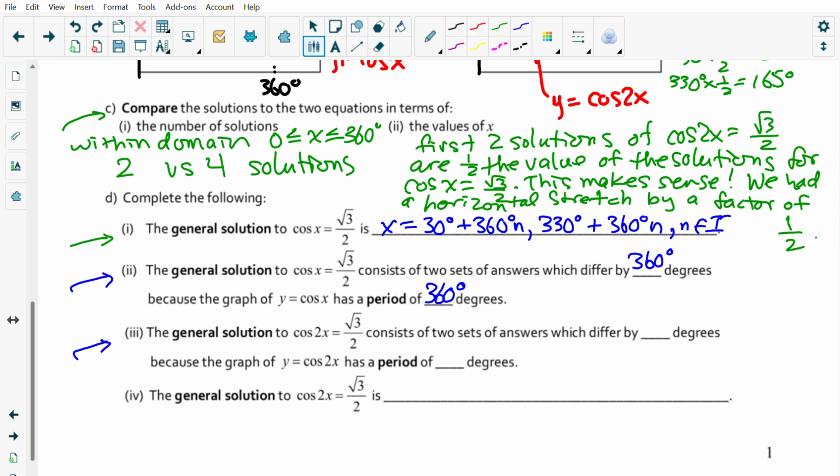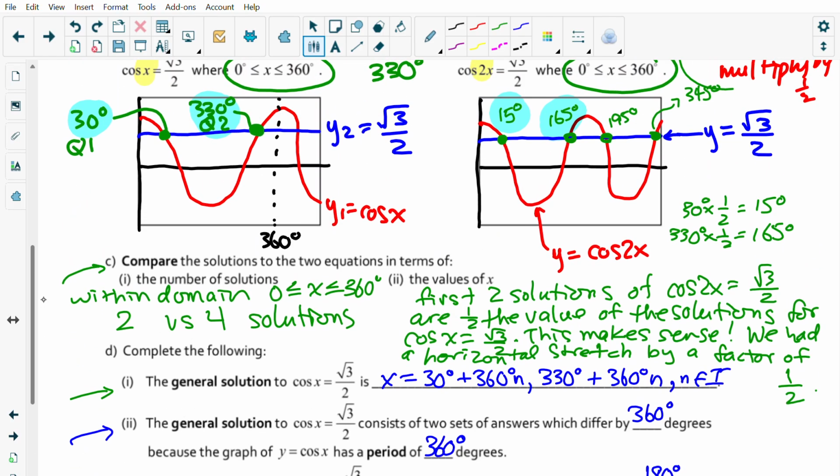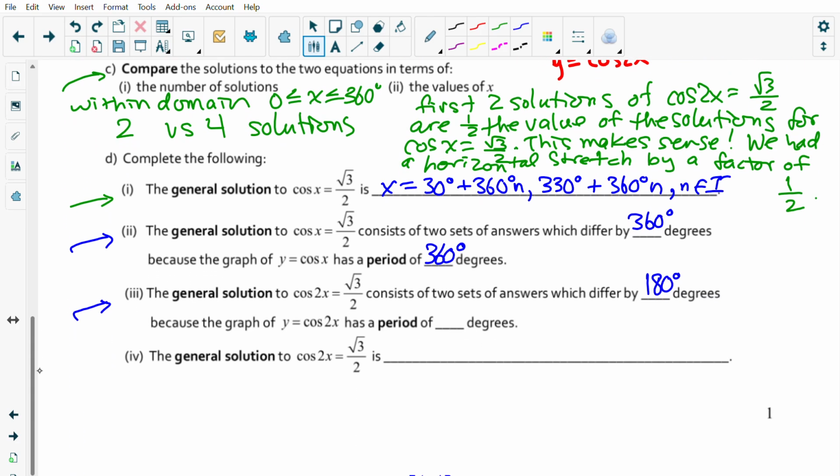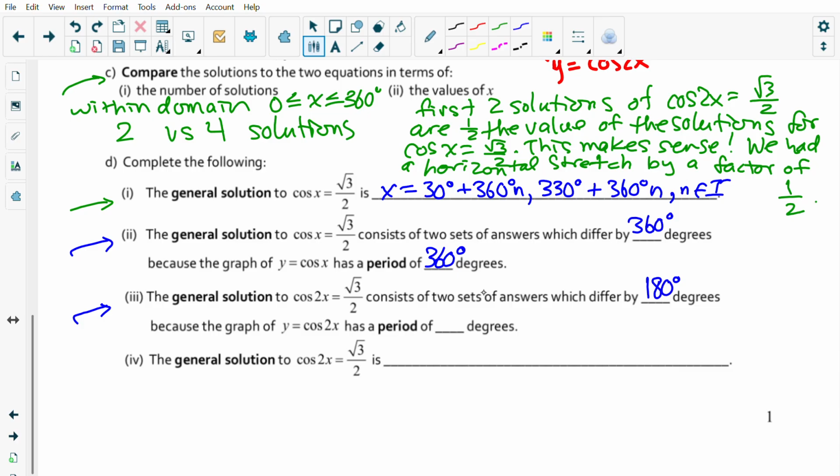Number 3. The general solution to cosine of 2x equals square root of 3 over 2 consists of two sets of answers which differ by 180 degrees. Okay, so the two sets that we're speaking of are 15 degrees and 195 degrees. That's the 180 difference. And then 165 degrees and 345 degrees. That's the two sets that differ by 180.